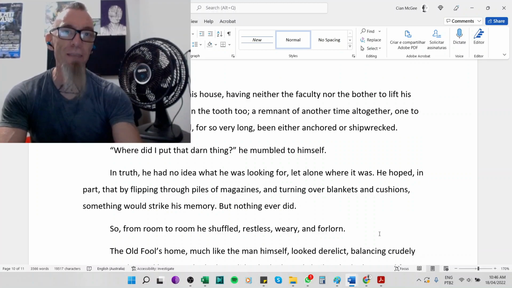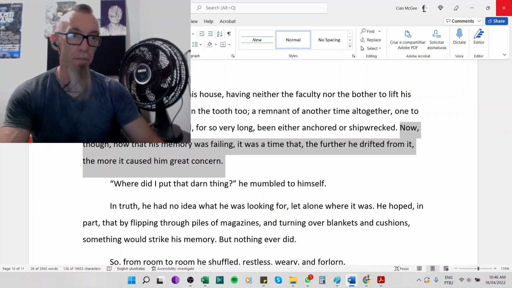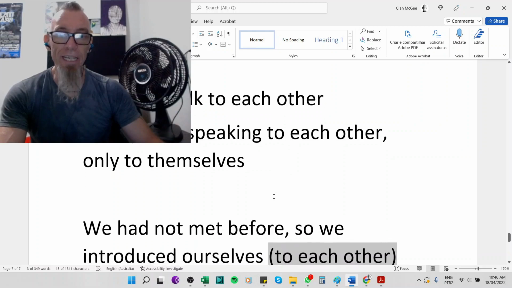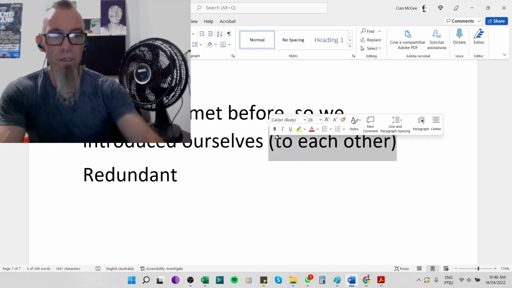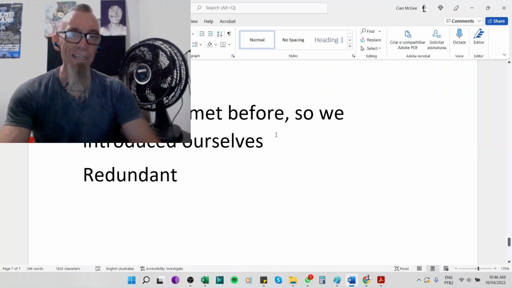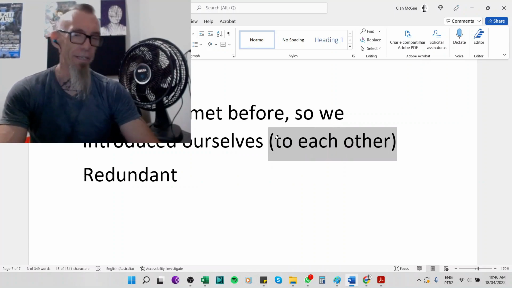If it's not improving the sentence, if it's not making my idea more clear, well, then why is it there? I got to put it back because it's supposed to be there. So in this case, it's not improving the sentence at all. So there's no reason to say, we hadn't met before, so we introduce ourselves to each other. It's redundant, but we're going to leave it there for the fun of it.